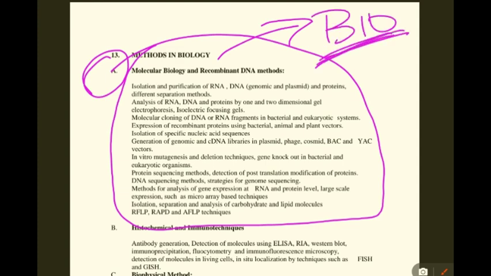RAPD, RFLP, about various biochemistry aspects, sequencing, protein sequencing, carbohydrate sequencing, about gel electrophoresis, 2D gel, SDS gel, isoelectric focusing, about DNA sequencing, about the chain termination method, with microarray chips, RACE, RAPD, RFLP, all these things.